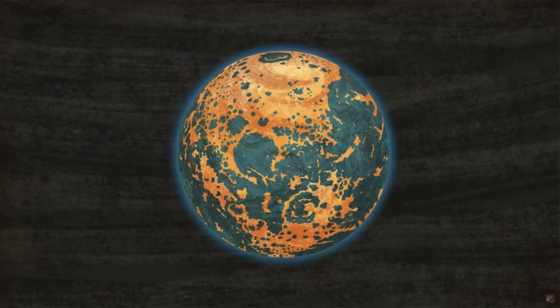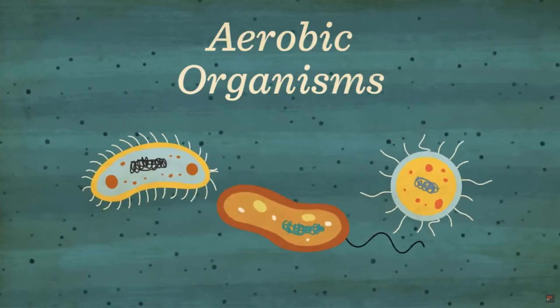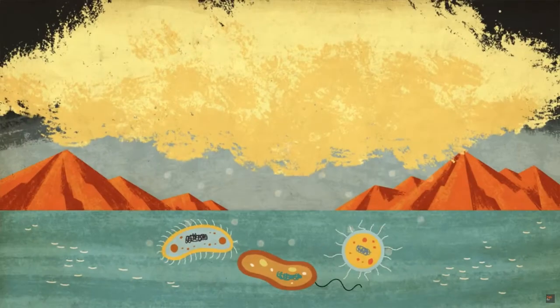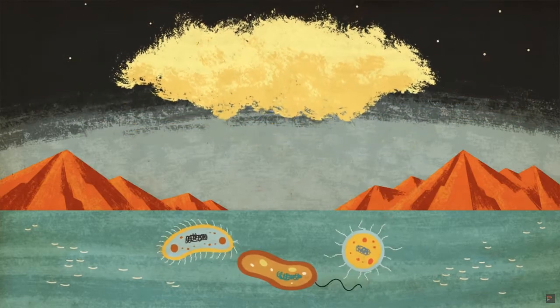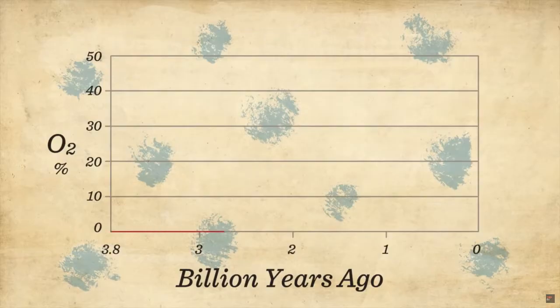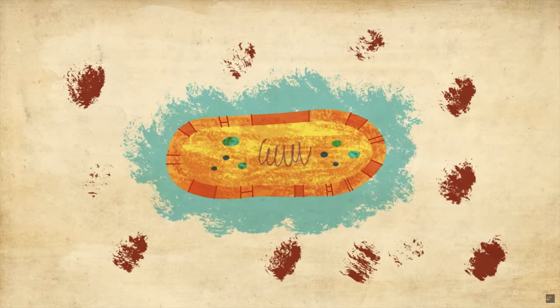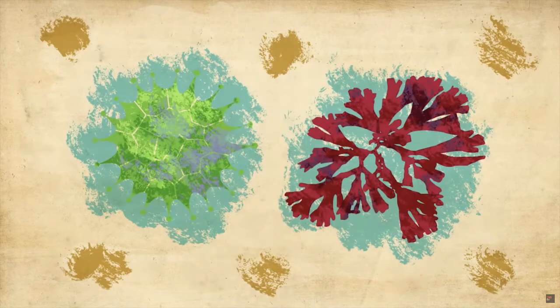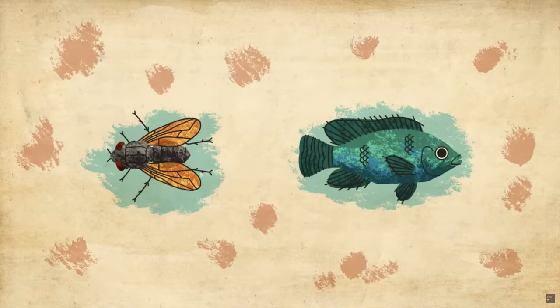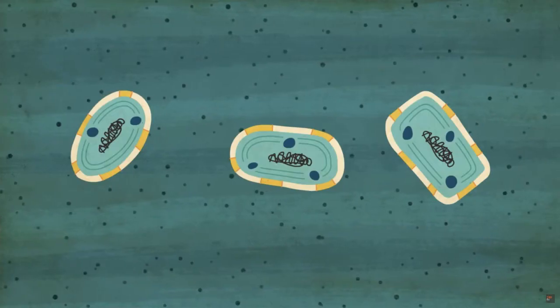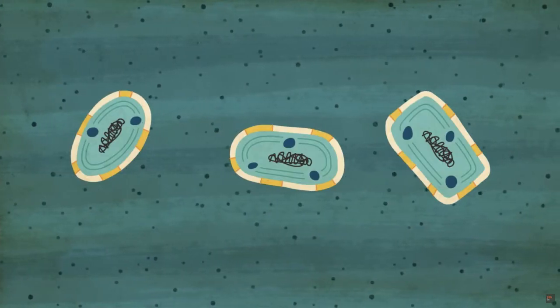Eventually, life adjusted. Aerobic organisms, which can use oxygen for energy, started sopping up some of the excess gas in the atmosphere. The oxygen concentration rose and fell until eventually it reached the approximate 21% we have today. And being able to use the chemical energy in oxygen gave organisms the boost they needed to diversify and evolve more complex forms. Cyanobacteria had a part to play in that story, too.